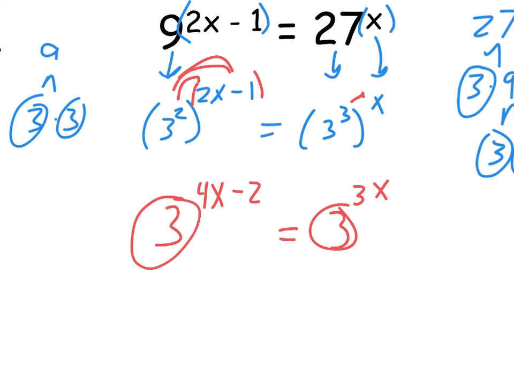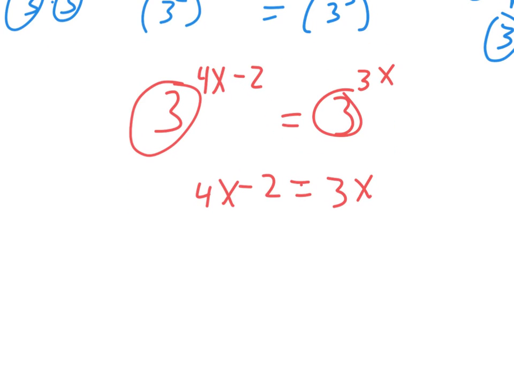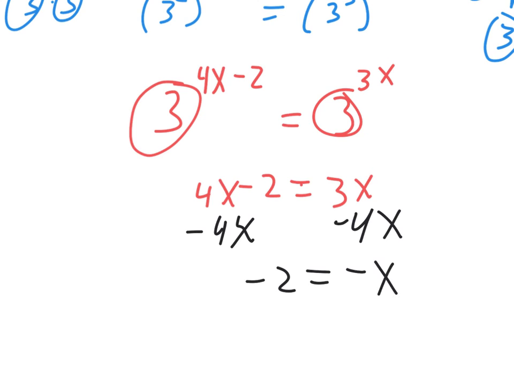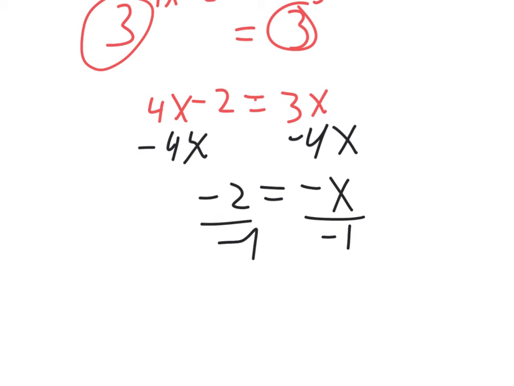We figured it out. So I can say 4x minus 2 equals 3x. Some people add 2 to both sides and then subtract 3x. I'm just going to do this. I'm just going to subtract 4x from both sides. And I get negative 2. Whoops. Almost put negative 2x there. Equals negative x. Well, I don't want negative x, so I divide both sides by negative 1. And I end up with x equals 2. So there's some work with exponential equations.